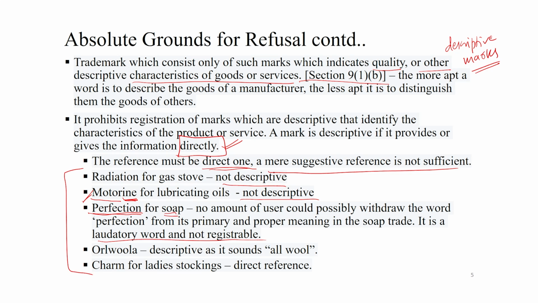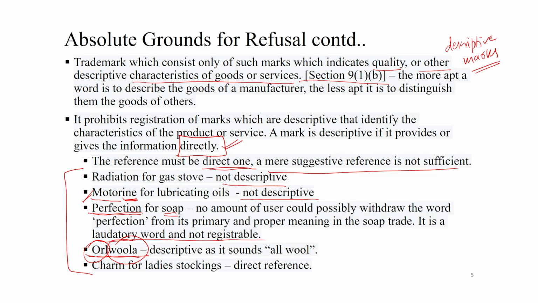Another example is orlvula. Court says this is descriptive. How? Because it sounds like all wool. Although if you look at this word, it appears to be an invented word containing orl, which does not give me any meaning, vula, which does not give me any meaning, but if you pronounce it, it is pronounced as orlvula, which is an indicative of the characteristic of the product which is going to be used. It is all wool, and therefore it is described as a descriptive word.